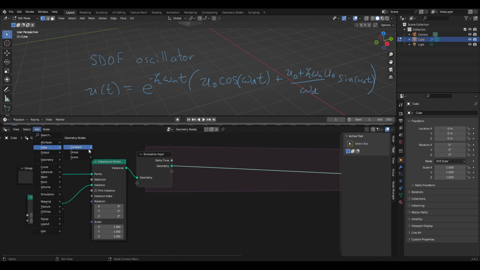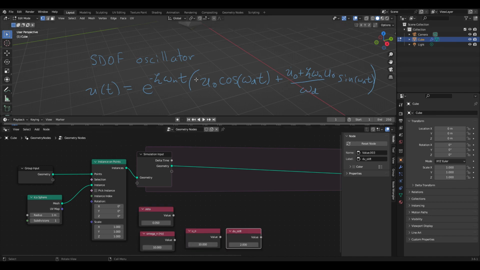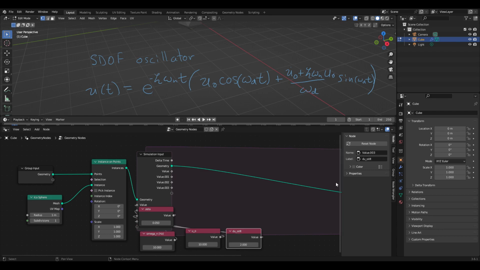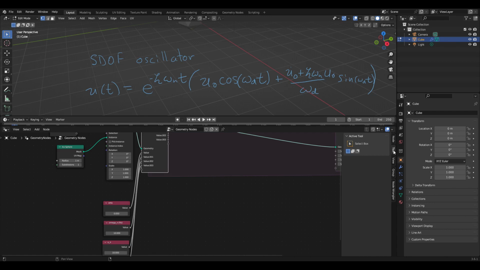So first I'm going to set up a bunch of values for inputs, and these are going to be the values that are the variables in this equation: the zeta, omega n, u naught dot, and also time eventually. So I'm putting these in, and then those are inputs into the simulation zone. So I'm going into the node for the simulation zone and changing the names just so I have them all straight.